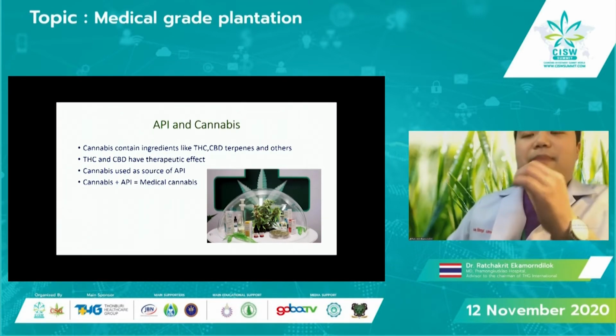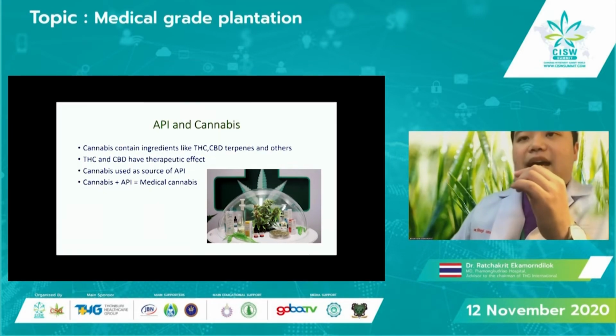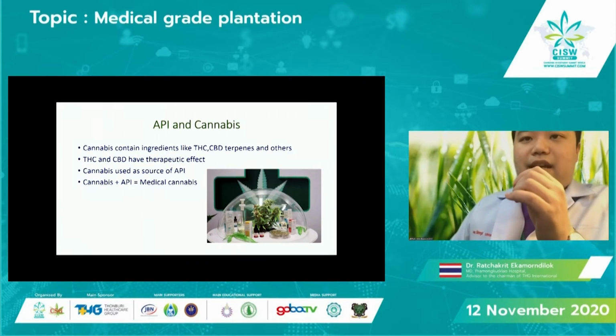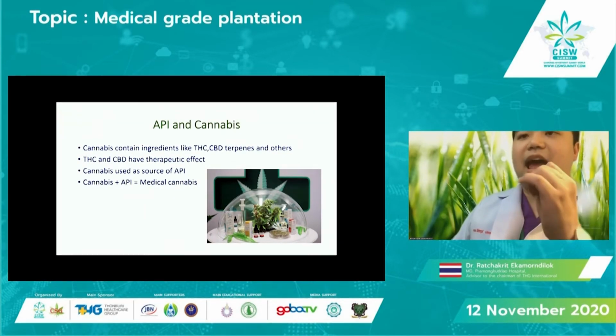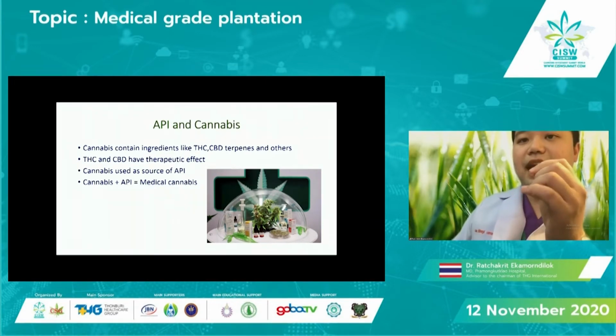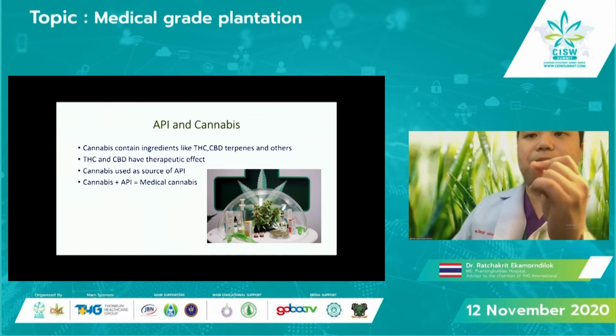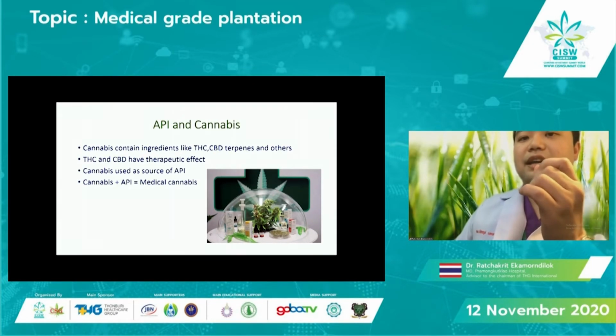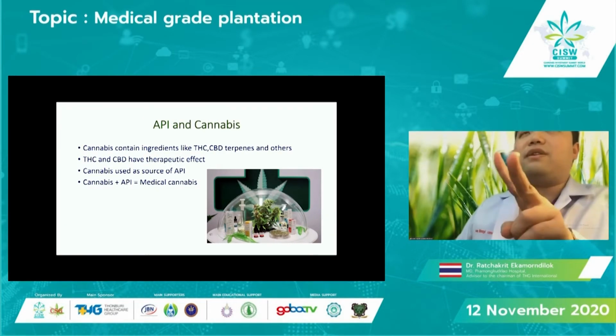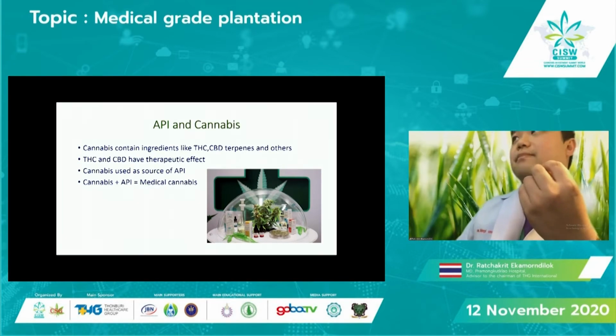So what is medical cannabis? We combine the API and the cannabis together. You need THC, CBD, terpenes, and others. THC and CBD must have a therapeutic effect, and cannabis serves as a source of API. When you combine both, we can call it medical cannabis.